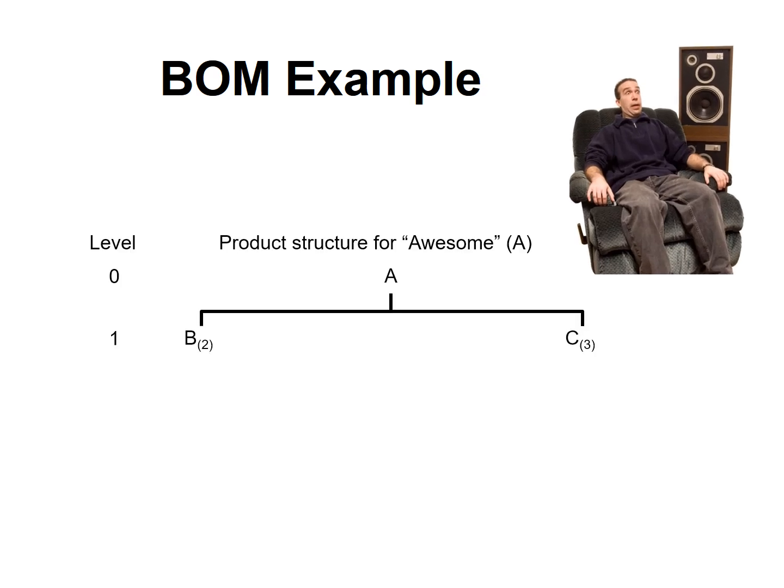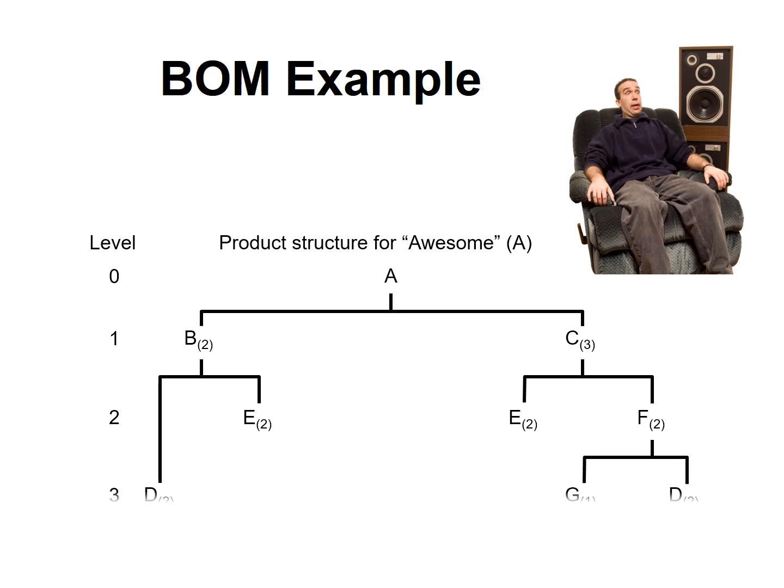This is the product structure for Awesome A amplifiers. To make one, we need 2 of B and 3 of item C. And then at level 2, you need 2 of item E for the B side, and you need 2 of item E and 2 of item F for the C side. Different component, different size, different dimensions, whatever.